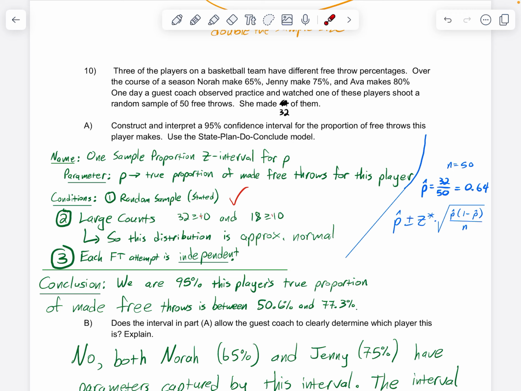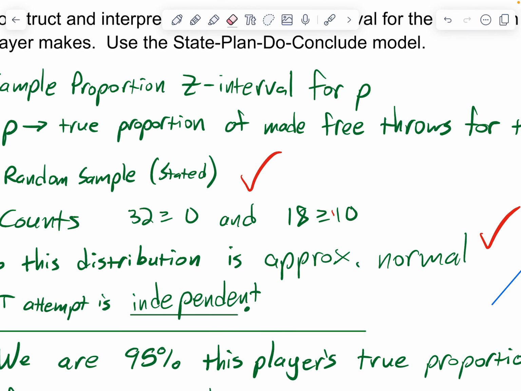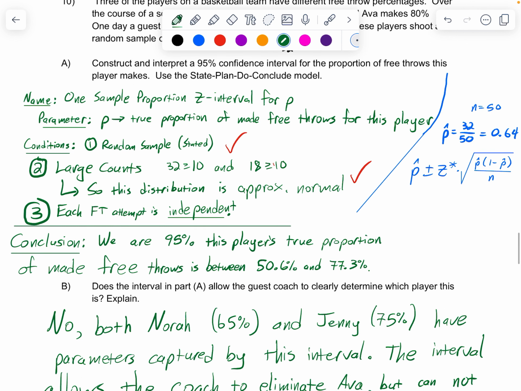So we know the distribution. Make sure you state this. The distribution is approximately normal. Okay? It's not sufficient to just say this and this right here. You have to say why we're even checking this in the first place. And then the last one here, every free throw is what? Independent, right? One free throw does not affect the next free throw, especially in practice. So there we go. That's our state and our plan.